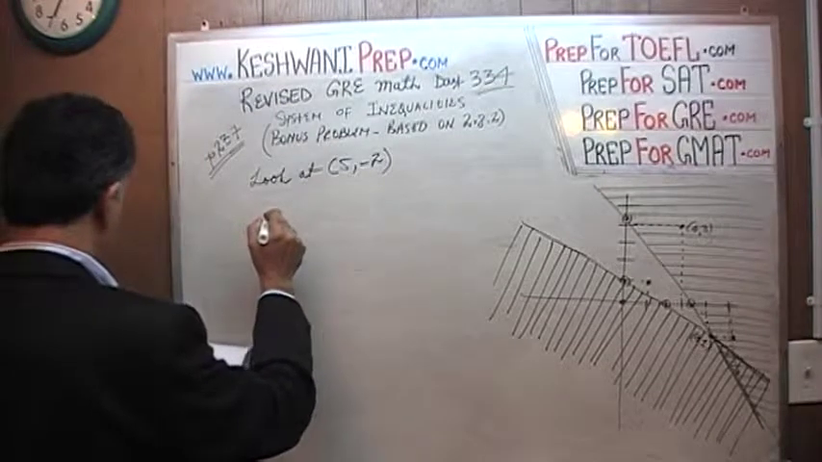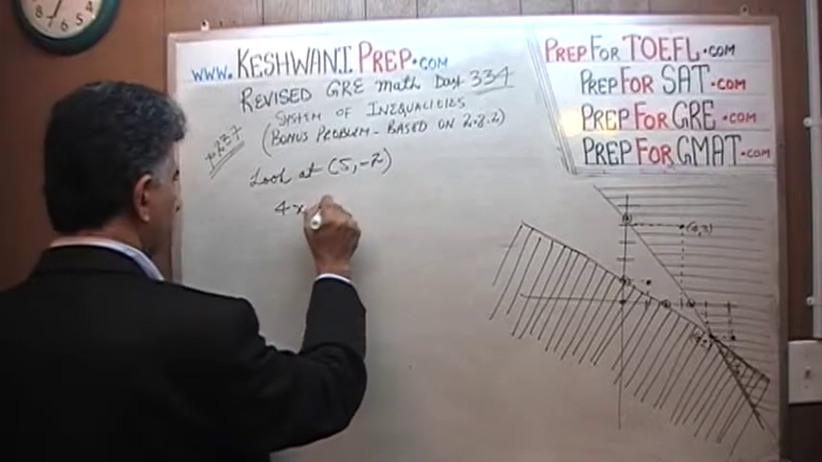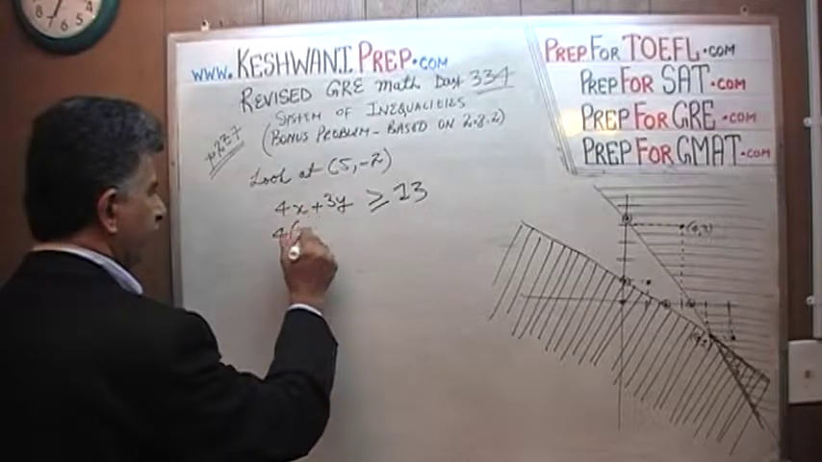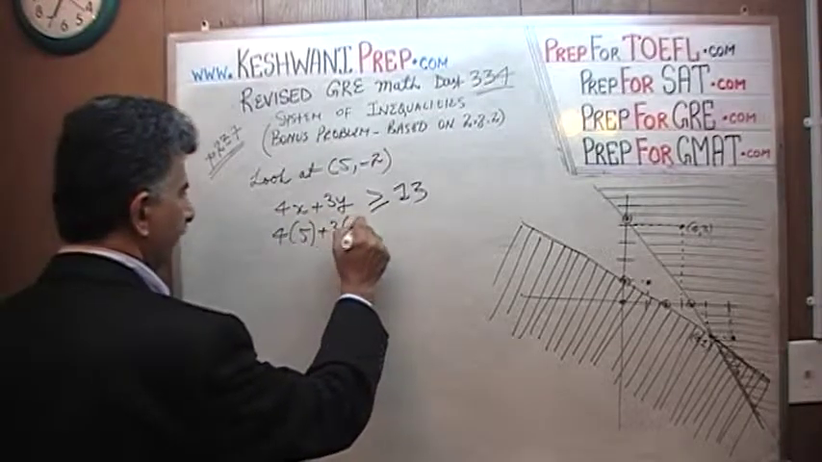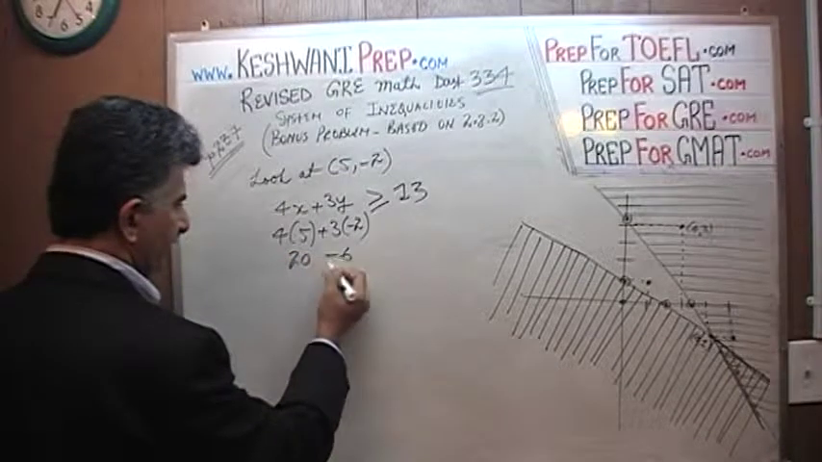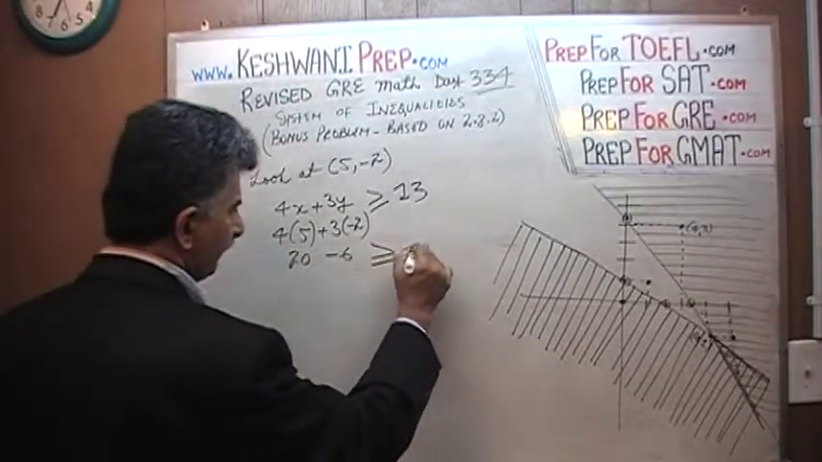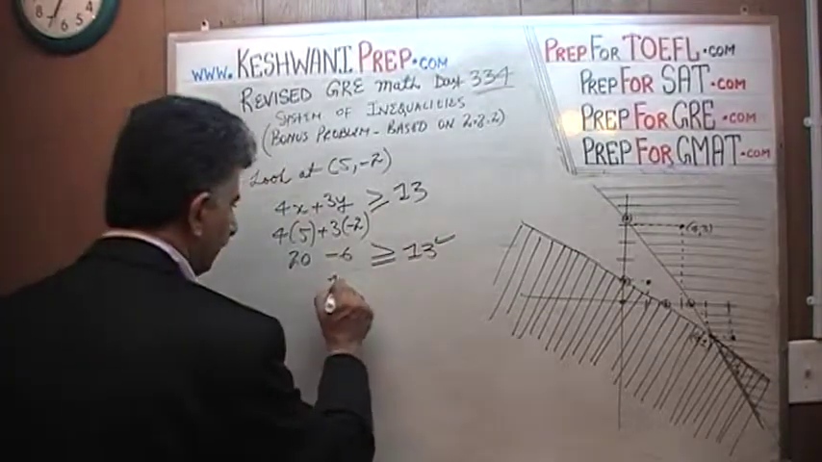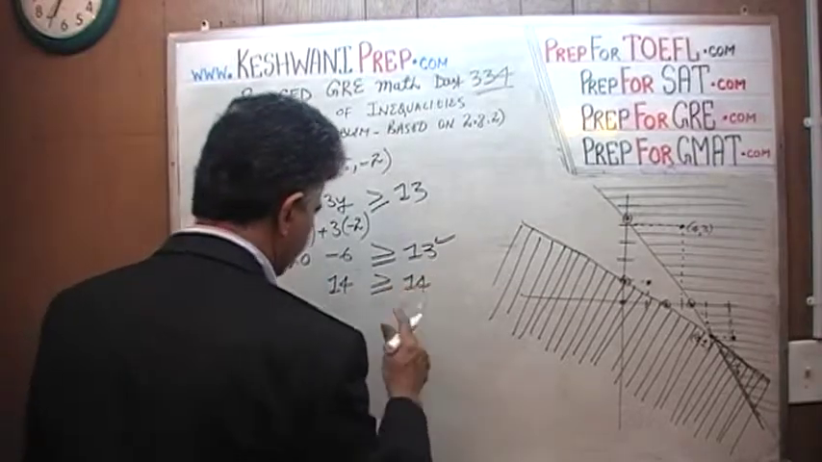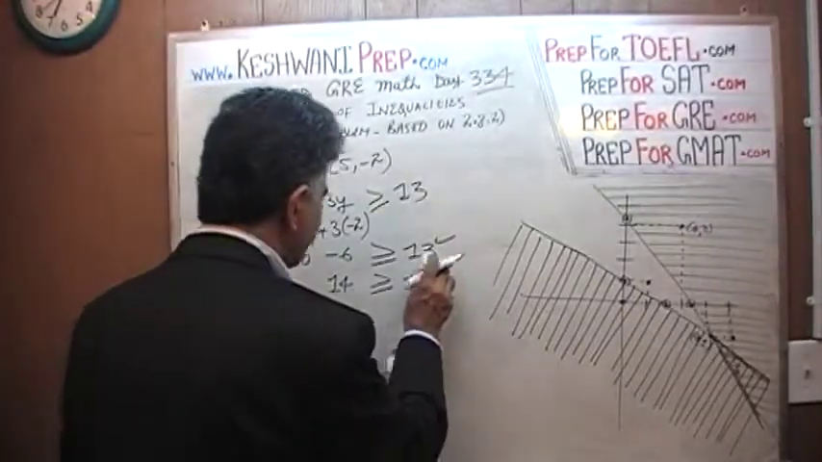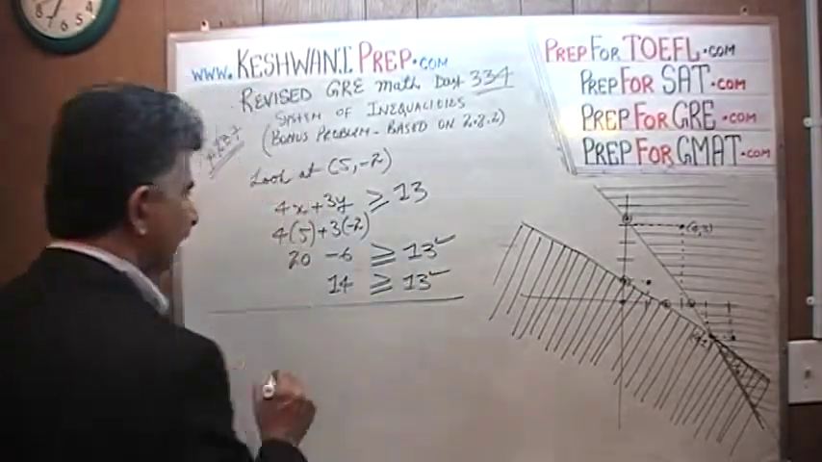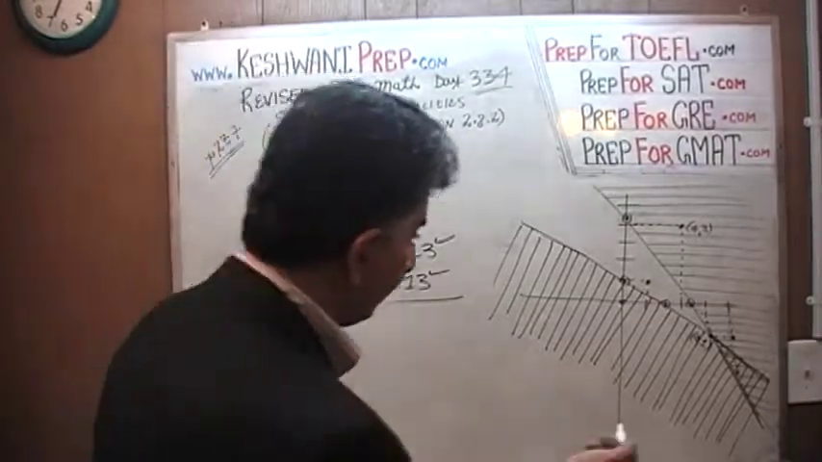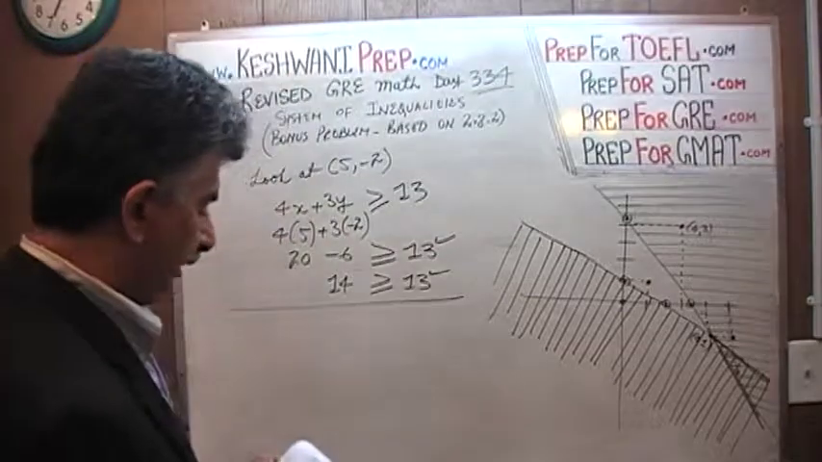Our first inequality was 4x plus 3y has to be more than or equal to 13. So 4 times 5 plus 3 times negative 2: 4 times 5 is 20, minus a 6, 20 minus 6 is 14, which is greater than or equal to 13. You see, it works. It satisfies the first inequality. Now we'll show that it satisfies the second inequality as well, which is why it's in the solution region right here. 5, negative 2.